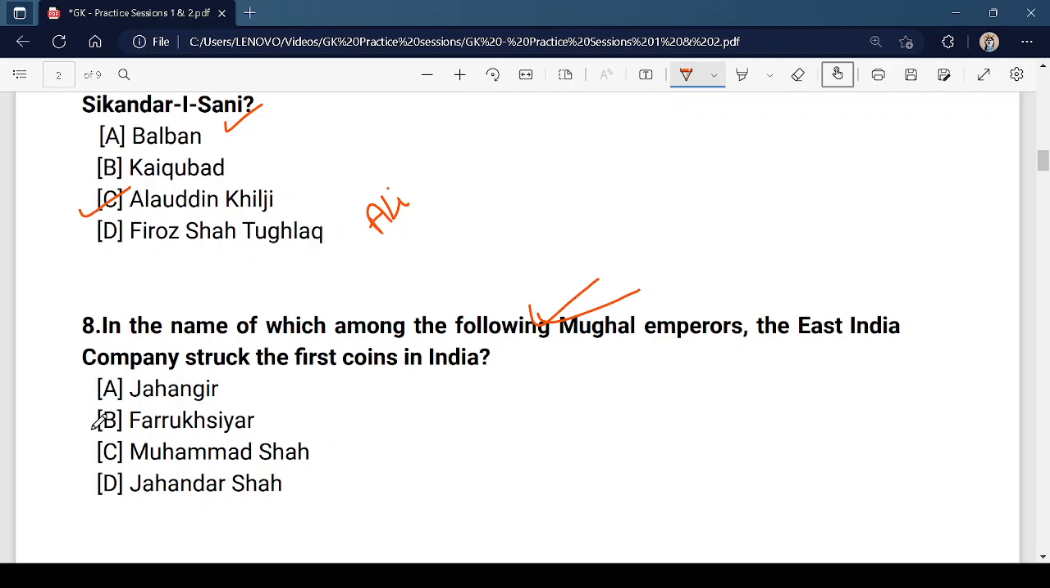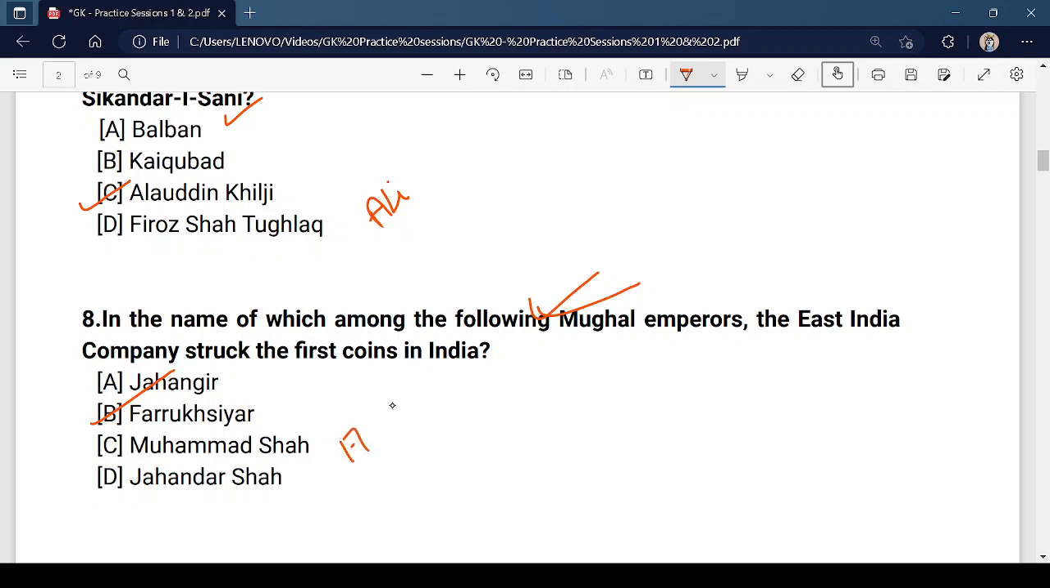And the right answer is Farooq Siyar. Okay, Farooq Siyar comes under the later Mughals, right? This Royal Farman of 1717, a Royal Farman is nothing but a kind of royal order. Farooq Siyar issued this Farman, or order. Basically it allowed the company, that is the East India Company, to mint its own coins.